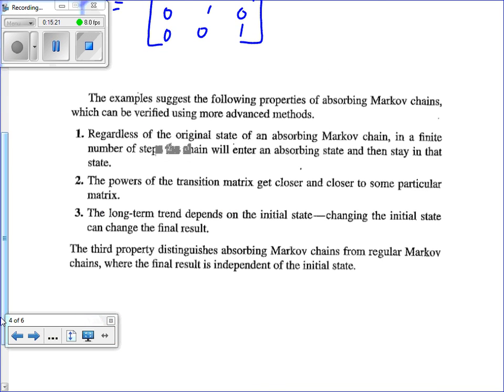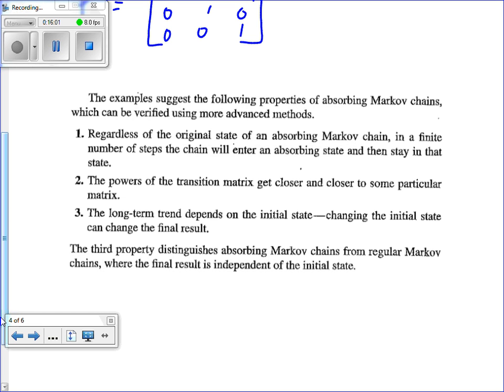So the example suggests the following properties of absorbing Markov chains, which can be verified using more advanced methods. Again, those were estimates, so we can get a little more precise. The first thing is, regardless of the original state of the absorbing Markov chain, in a finite number of steps, the chain will enter an absorbing state and then stay there. So basically, we're getting closer and closer to a matrix that will look the same. At some point, it will just start to all look the same.